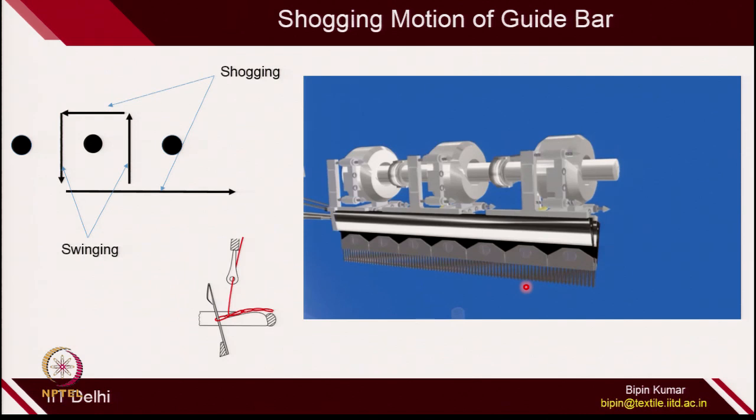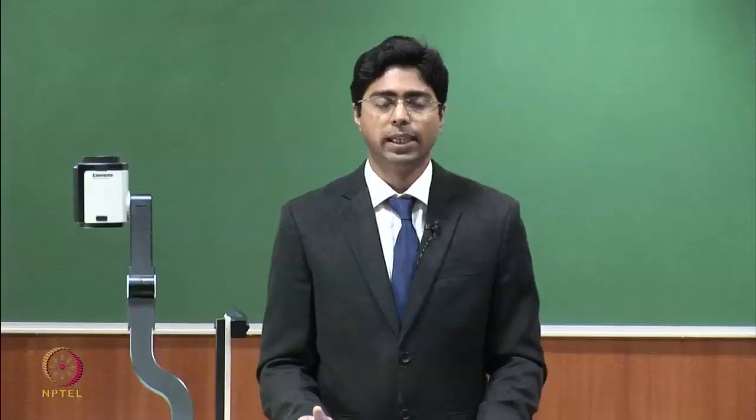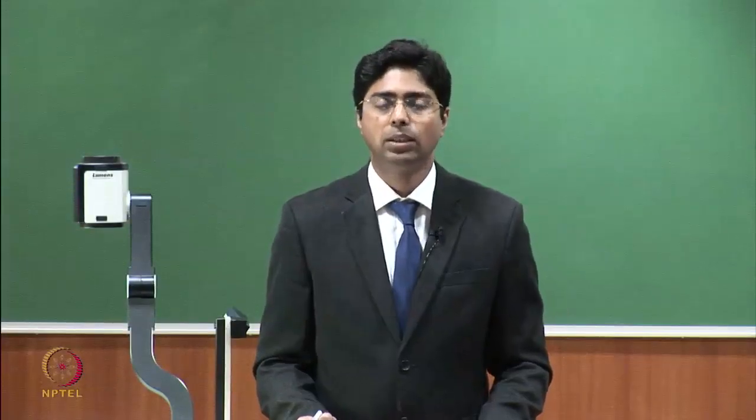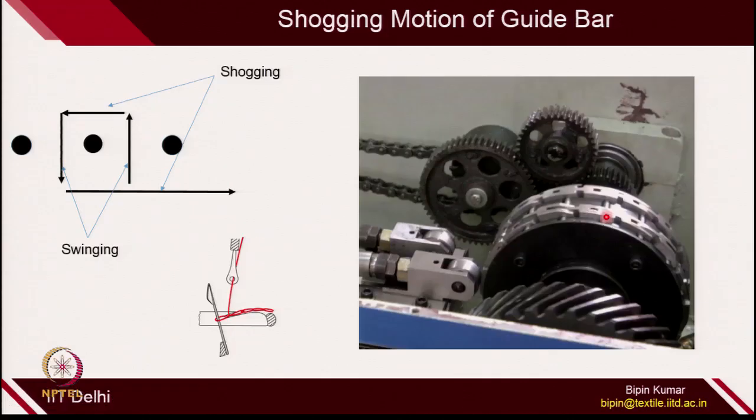So, this is how the shogging motion is achieved. As is clear from the video, the shogging motion is achieved with the help of the pattern drum. This is the pattern drum on which these chain links are aligned, and this is the push rod, and this is the follower which follows the path of these chain links, and these chain links have some crest and trough. It means they have elevation and depression.